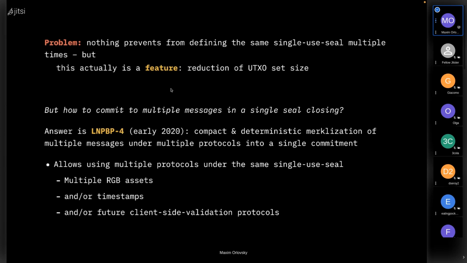We found how we can actually combine commitments to multiple messages under multiple protocols into a single commitment and put that single commitment as a message over which we close the single-use seals. So basically we ended up that multiple RGB assets or timestamping data or any future client-side validation protocols can be combined under a single commitment of the single-use seal closer. So that was quite a good advancement.